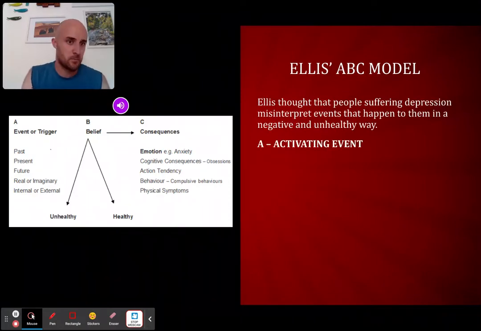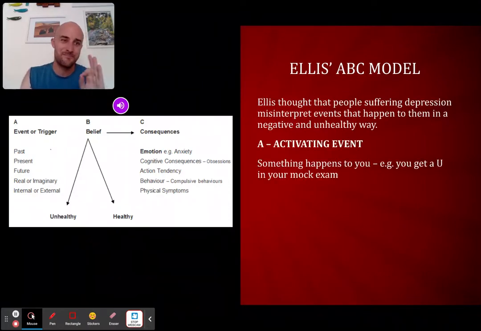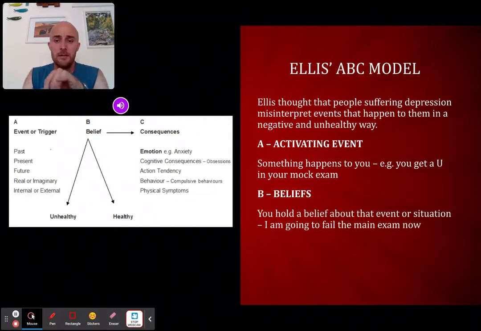I've got an example. It's quite similar to what we were just talking about. You get a U in your mock. Now, this is something that's happened to you, right? This is your activating event. You have your beliefs. Now, that's either going to be healthy or unhealthy. You hold a belief about this certain event. Now, this right here is an unhealthy way to process this information. I am going to fail the main exam now. One, that's rubbish, right? And this person probably does know that on some deep level.